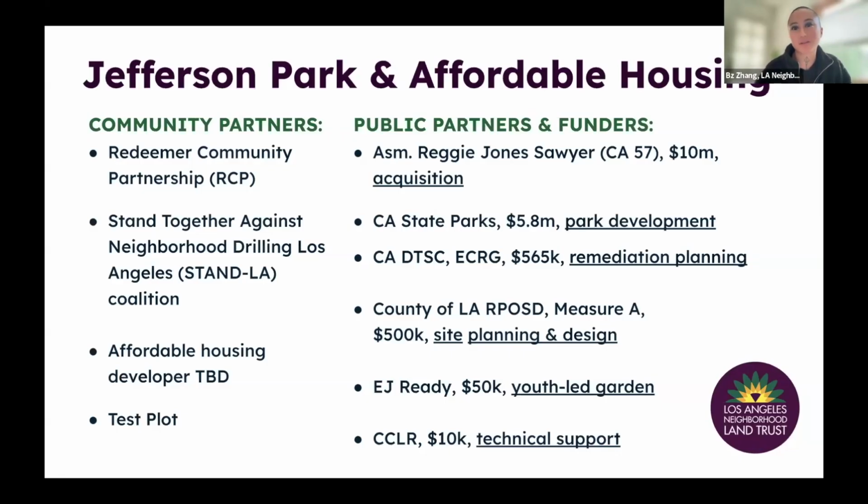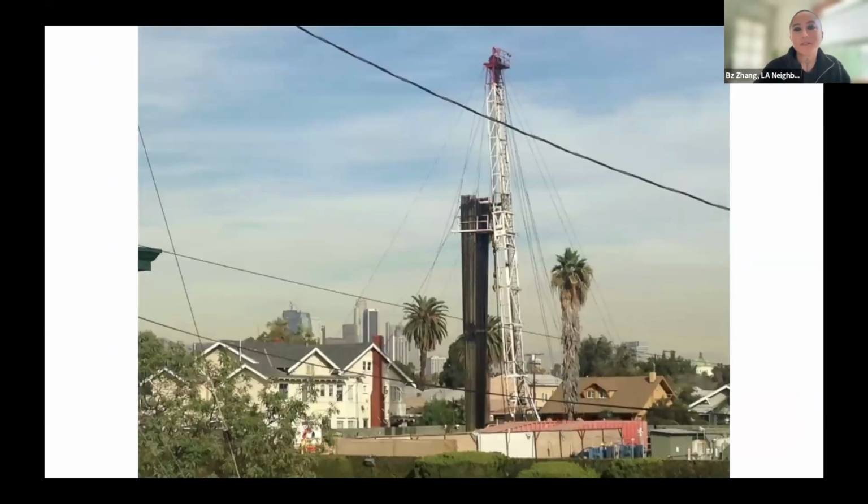And on the acquisition, the biggest question people have is, how do we fund all of this? There are a lot of different kinds of funding sources. Our public partner, Assemblymember Reggie Jones-Sawyer, helped us secure $10 million for acquisition, as well as a slew of other public partners that we've been able to successfully seek public funding from, including CCLEAR, which is providing $10,000 in technical support for us. This is another image of the site as it's been operating.